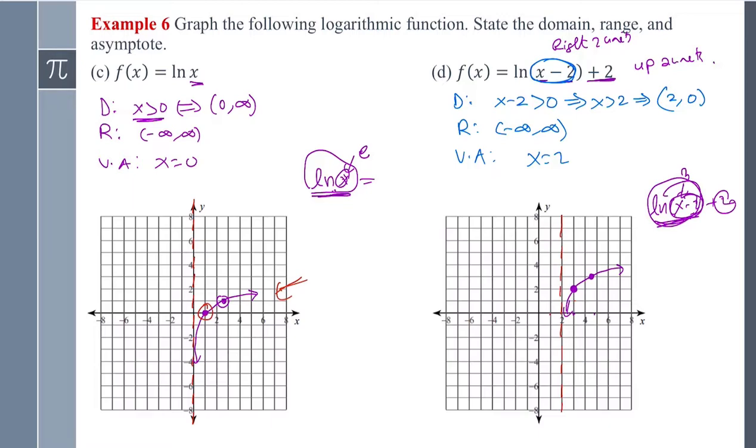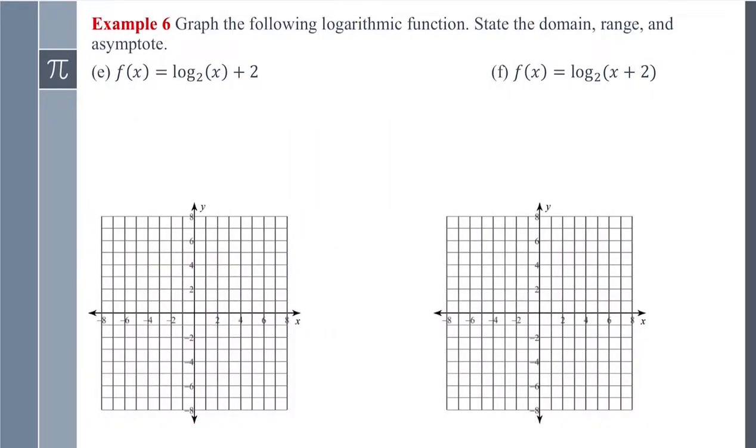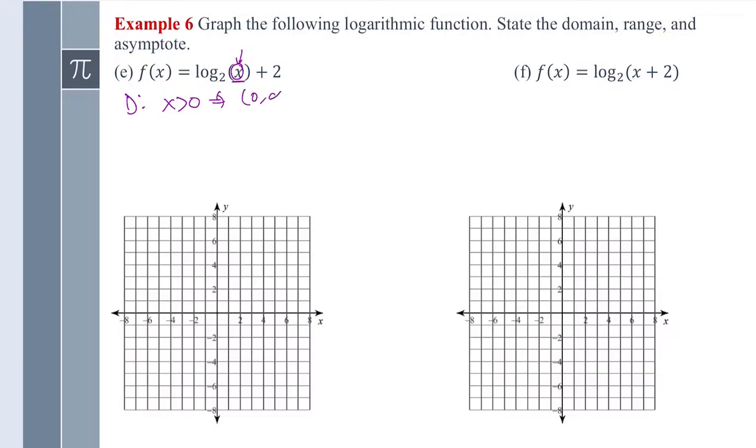Okay, so let's look at one more graphing and then we'll be done. Here, this is a log with base 2. Again, it doesn't matter what base we have, the domain requires that the quantity inside the parentheses of the log must be positive. So the domain is x greater than 0, which in interval notation is 0 to infinity. Range, always all real numbers. Vertical asymptote: x equals 0.